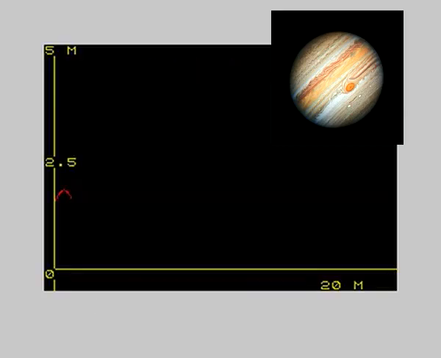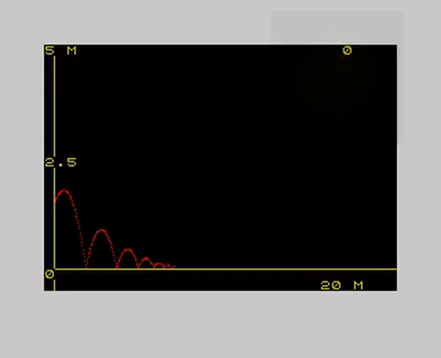Next, we're looking at Jupiter, which is 26.5 meters per second, and it drops like a stone. Still bounces a bit. And it toddles off.